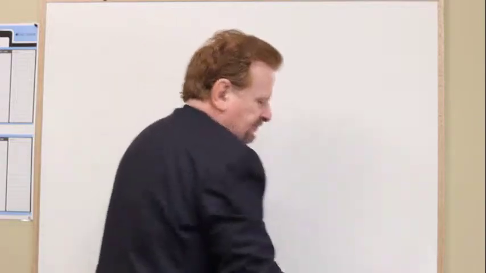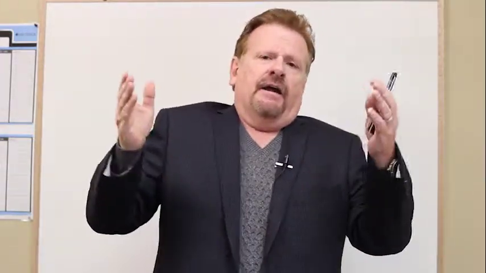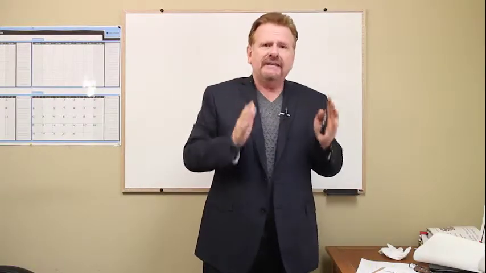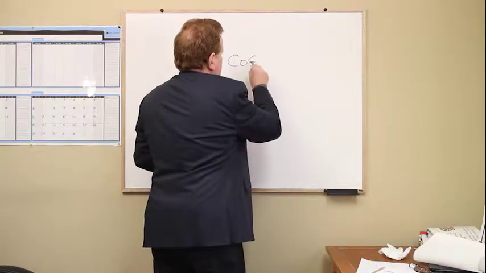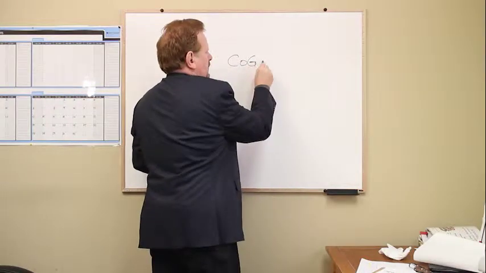Let me show you. When you manufacture a product, let's take a guitar. When you manufacture a product, it's very important to understand two things. What's it cost to make that product? And then what's it cost to sell that product? When you're talking about what it costs to make that product, that's called cost of goods sold, okay? COGS, cost of goods sold.